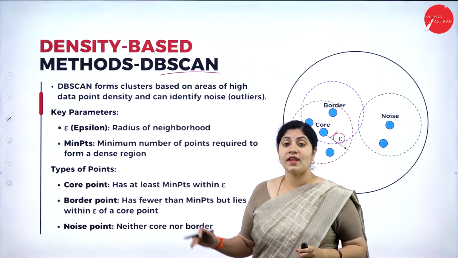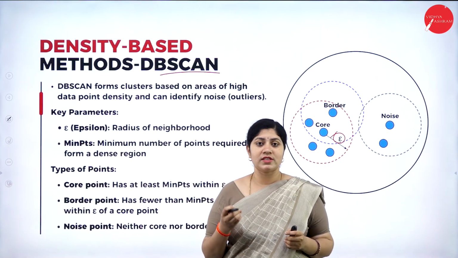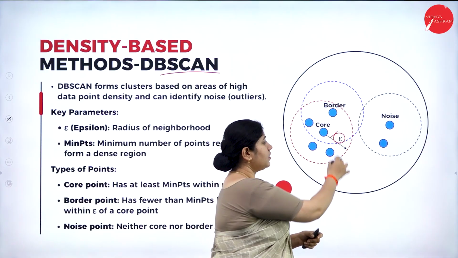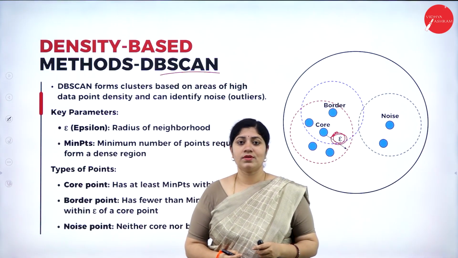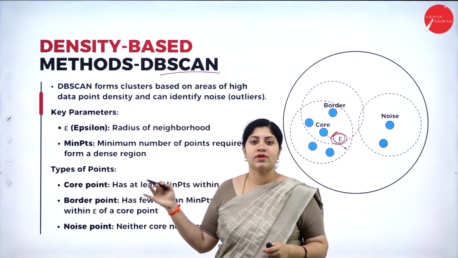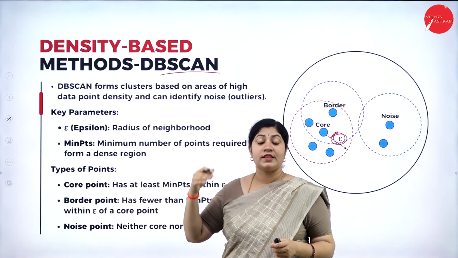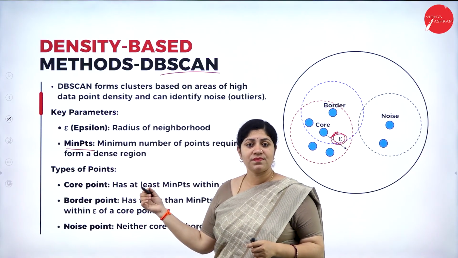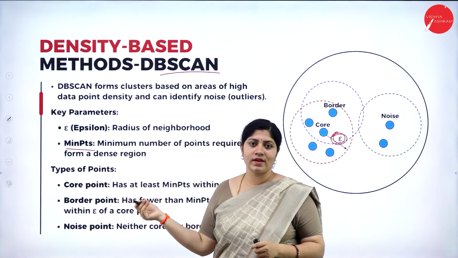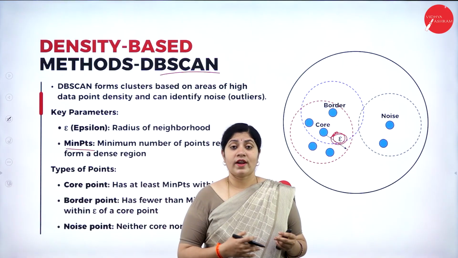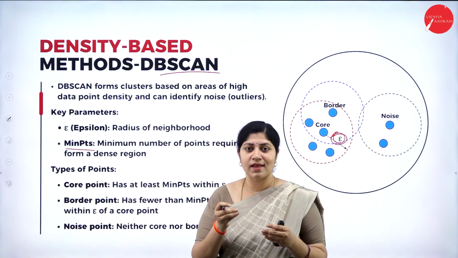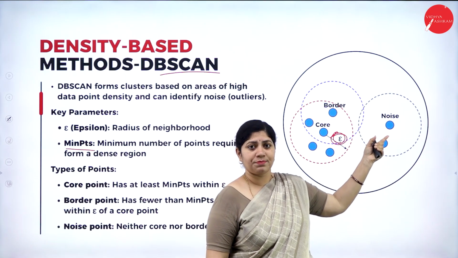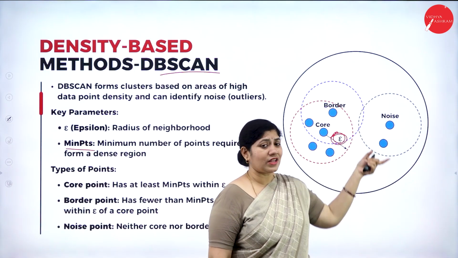Now let's understand the key parameters that are considered while representing DBSCAN. The first one is the radius, that is epsilon, which gives us the exact radius of the neighborhood. The next parameter is min points, which specifies the minimum number of points required to form a dense region. Up next, let's understand the points we have mentioned here: the border point, the noise point, and the core point. So what are these points?